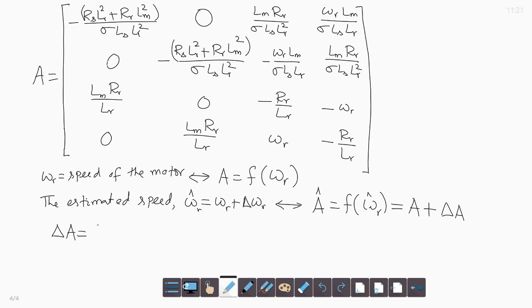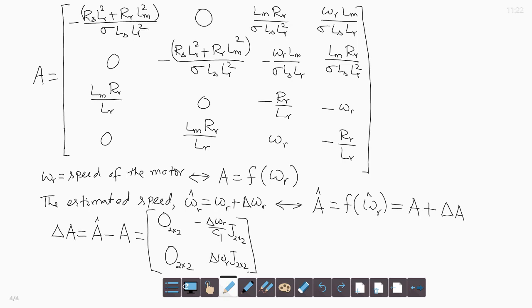Delta A is A hat, based on the estimated speed omega r hat, minus A, that is based on speed omega r. So it is given by 0, which means it is a 2 by 2 null matrix. Then we have minus delta omega r by C1 into J matrix, that is a 2 by 2 matrix, and here also we have 0, that is a 2 by 2 matrix, and the other term is delta omega r into J 2 by 2 matrix.